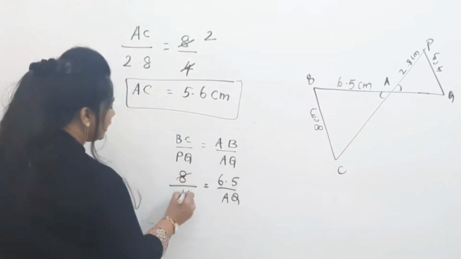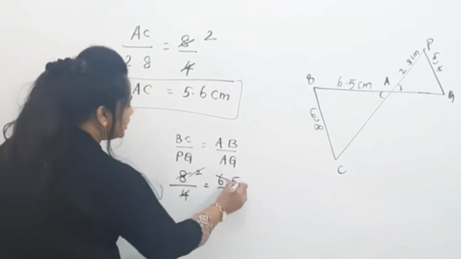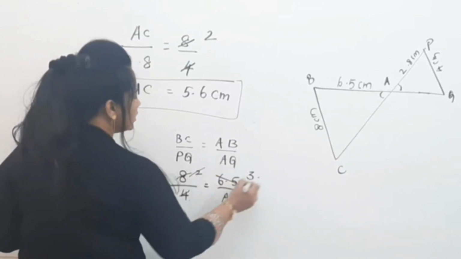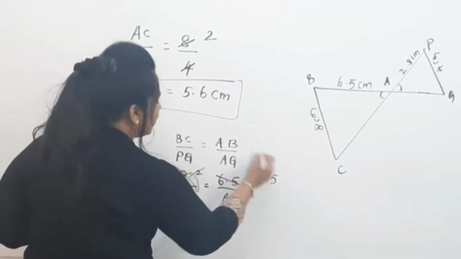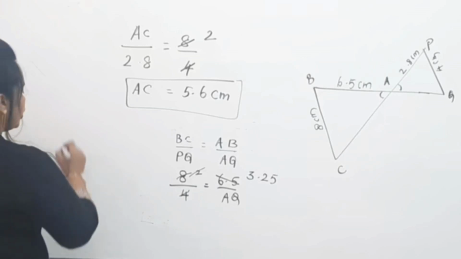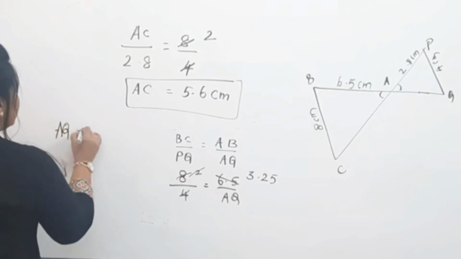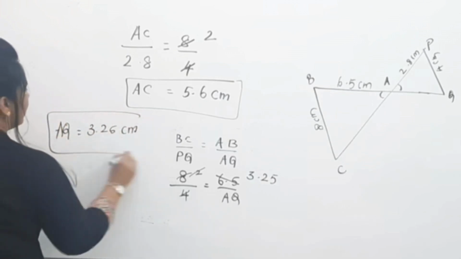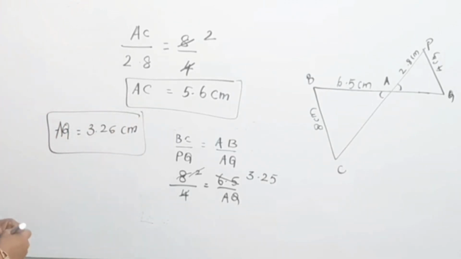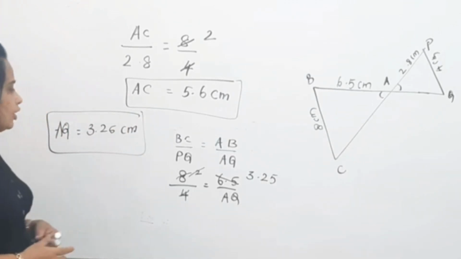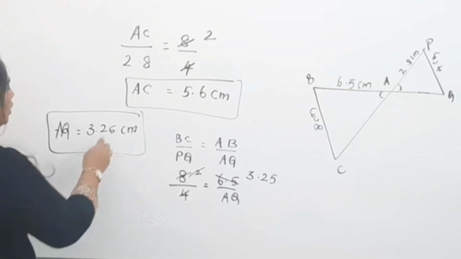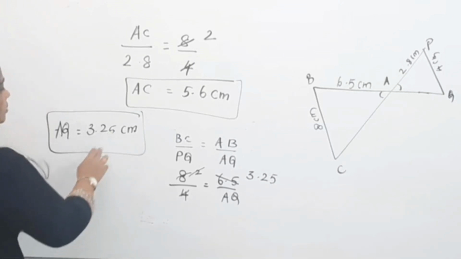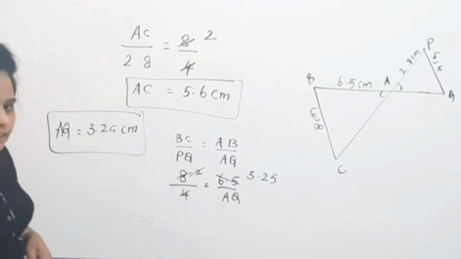I have to find it. Cancel it twice, and this gets cancelled. 3 2s are 6, 2 2s are 4, 5 2s are 10. So my AQ is equal to 3.25 cm. That's it. I got my values. So AC is equal to 5.6 and AQ is equal to 3.25 cm, which is my value based on the conditions.